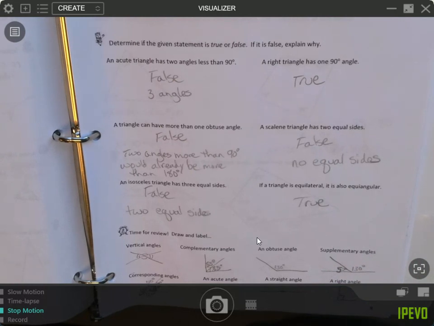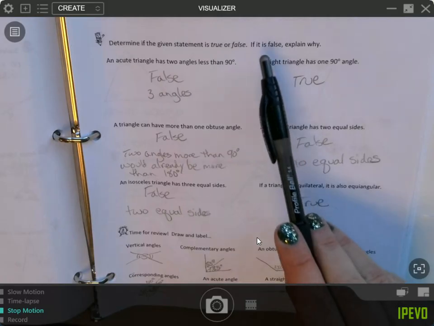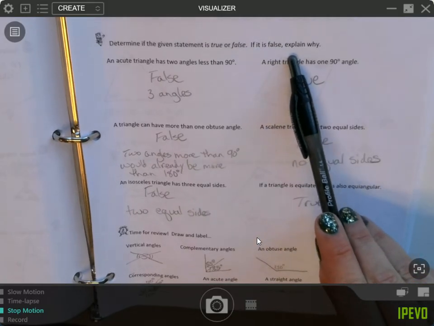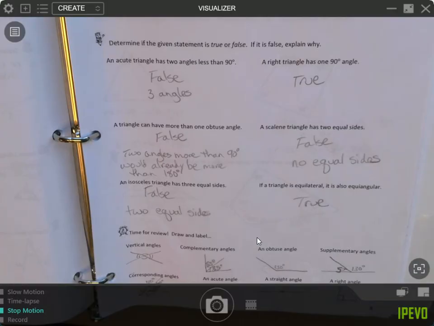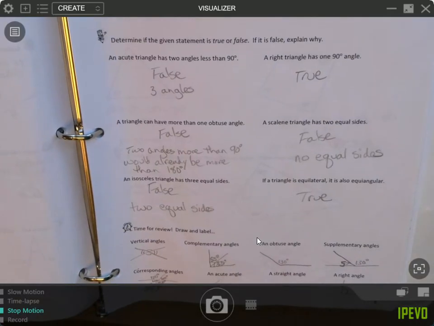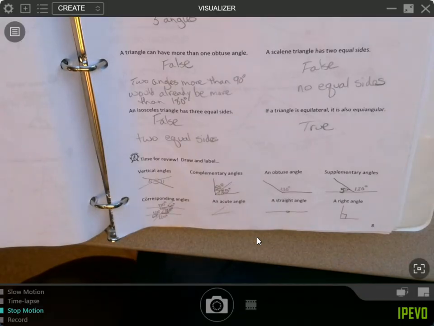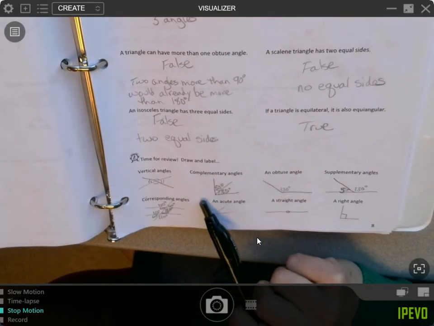Emma? If you don't write no equal sides, is it still? You had to give an explanation. So as long as your explanation made sense, because it said, if it's false, explain why. So you had to give a reason why it didn't work. Your reason might have been slightly different than mine, but you needed a reason. Adeline? And that's fine. Yep. All right, time for review.